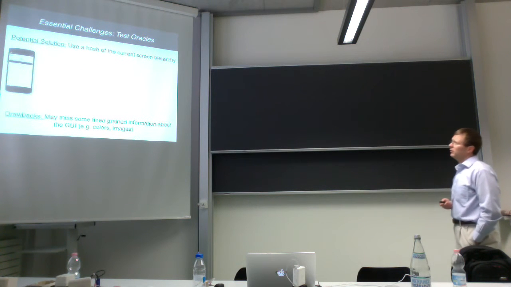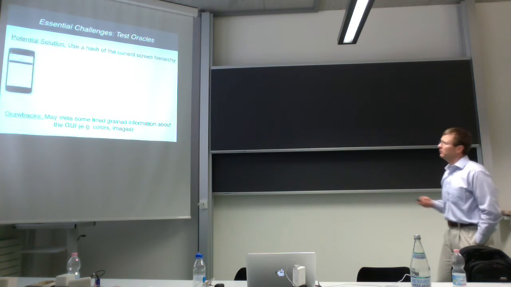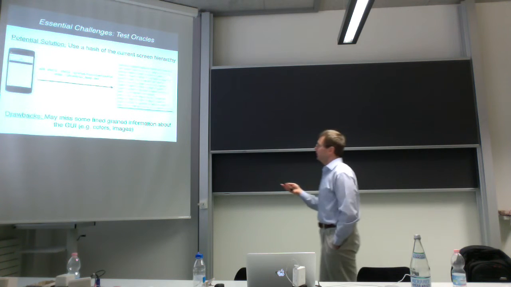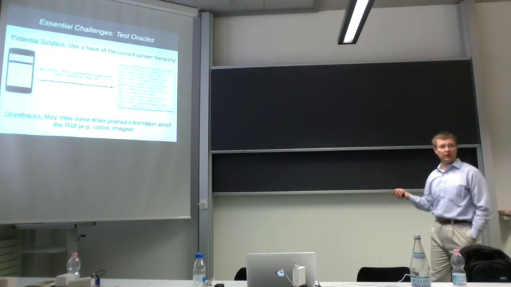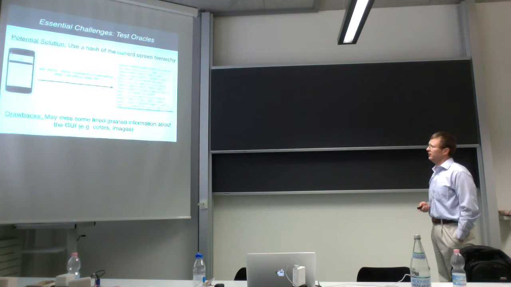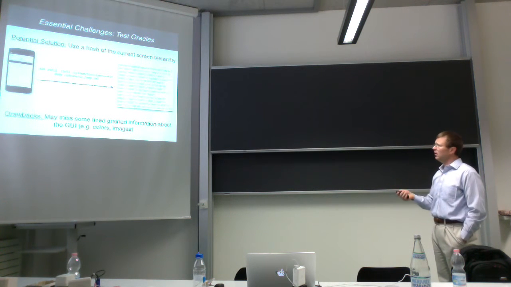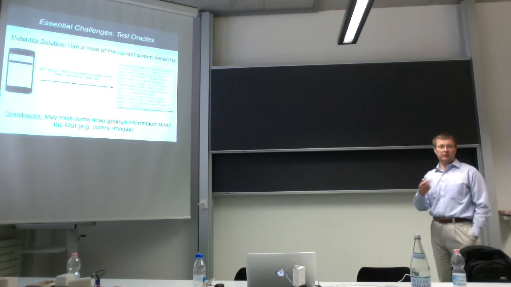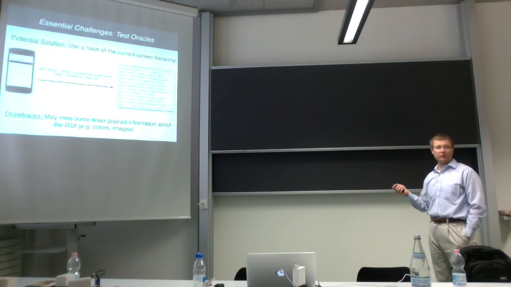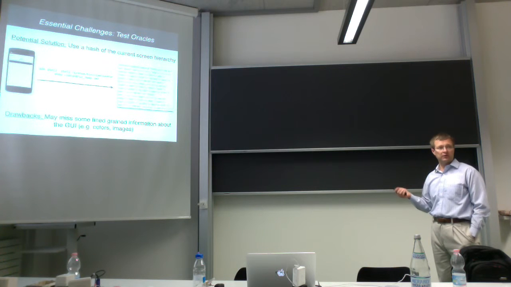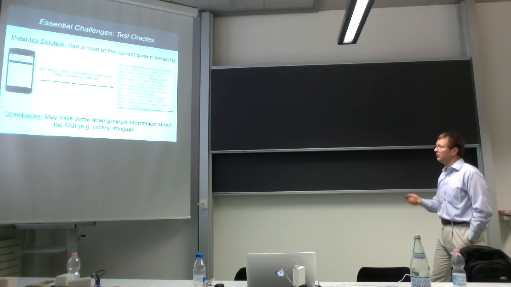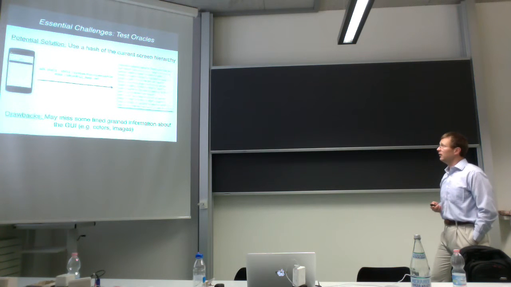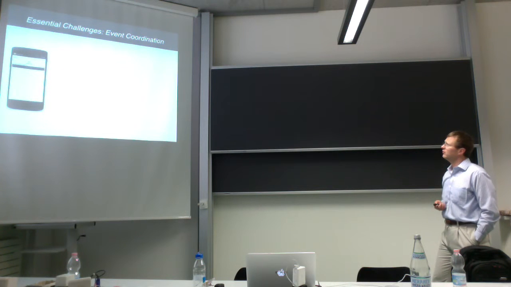So the first one, for the test oracle problem: the partial solution that we came up with relies on using oracles from the UI hierarchy. The idea here is we don't have to take a screenshot, but can take exactly the slice of information that we need to design the oracle by relying on the UI hierarchy. Of course, we may miss some fine-grained information, for example colors and images, but in many of the cases that we had to deal with, this was enough to build reliable oracles.